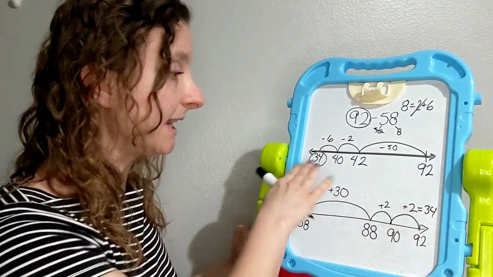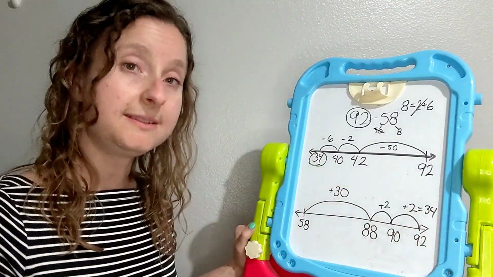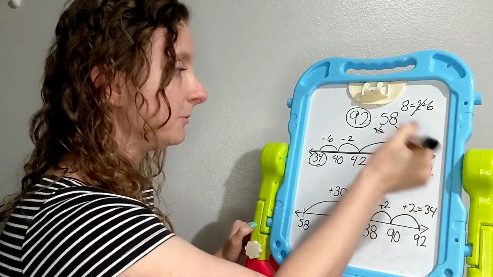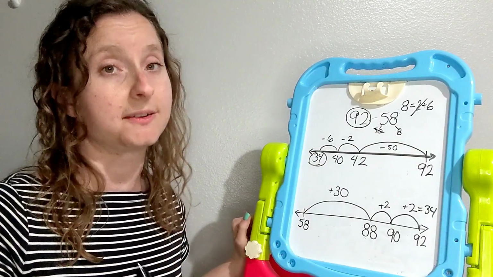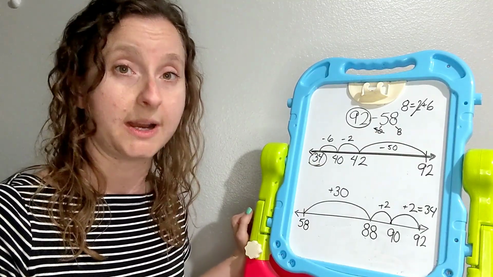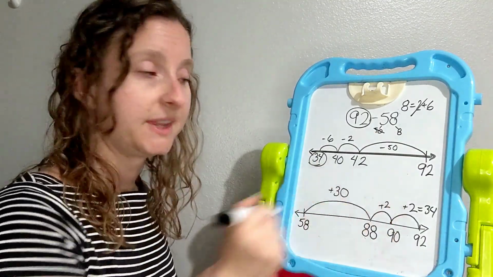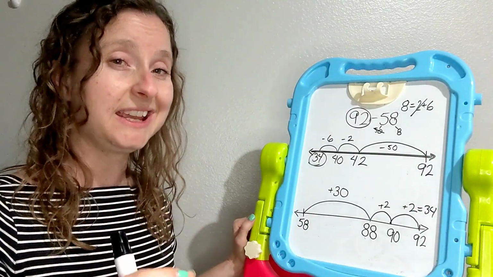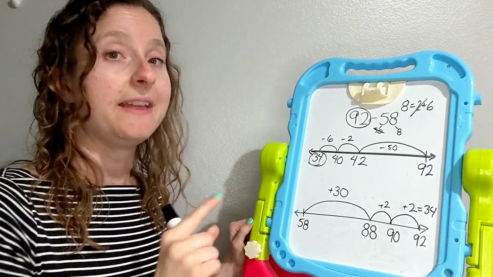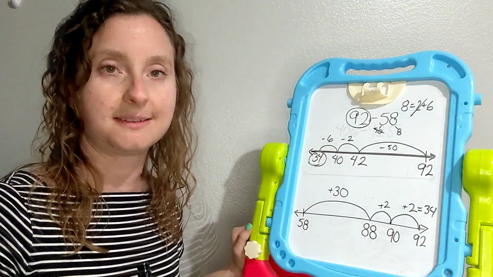I get the same answer, but in one strategy I am subtracting, and in the other one I'm using those addition skills that your students might be stronger in already and adding up. I will say though that this strategy requires a little more algebraic thinking than the other strategy does.